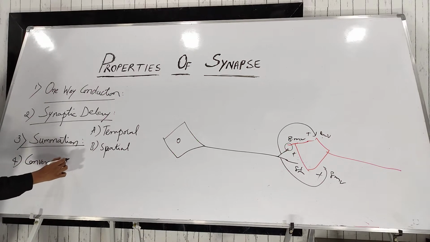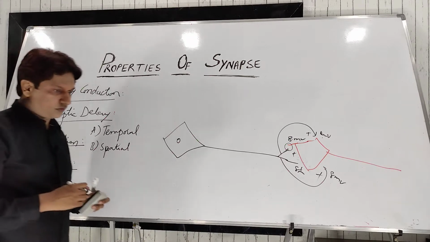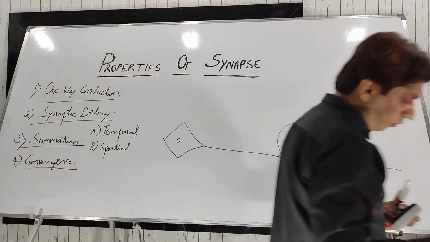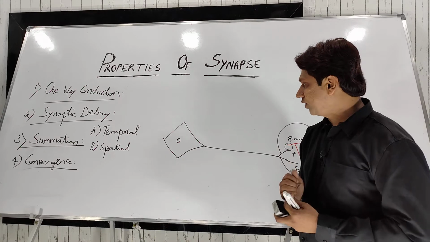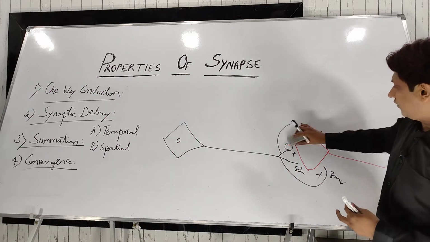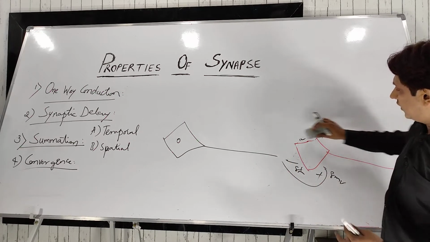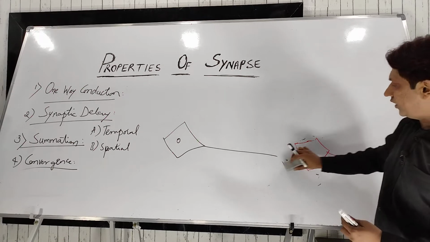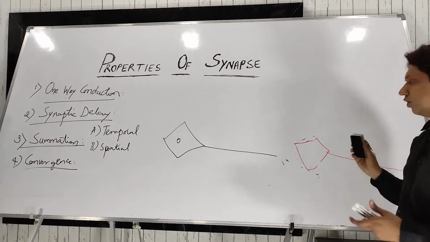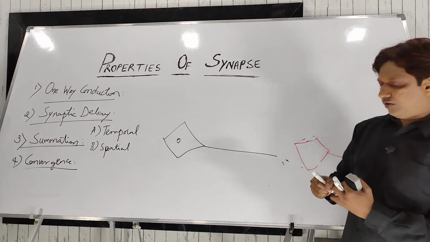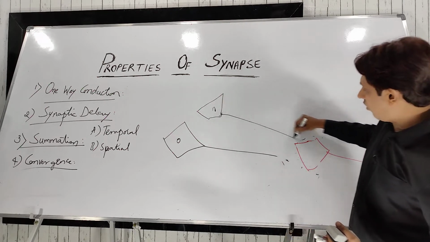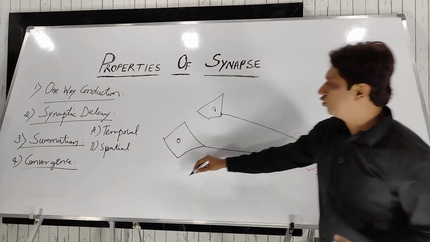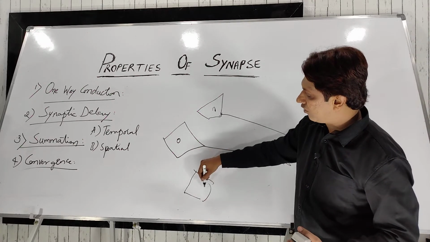Synapse has a property of convergence. What is this convergence? The opposite is divergence, which we also see in the synapse. So this is a presynaptic neuron and a postsynaptic neuron, right? The impulse has to be transmitted from one neuron to another neuron. So there may be many presynaptic neurons, or efferent neurons, which can converge on a single postsynaptic neuron. You can see this in the anterior horn cells of the spinal cord.